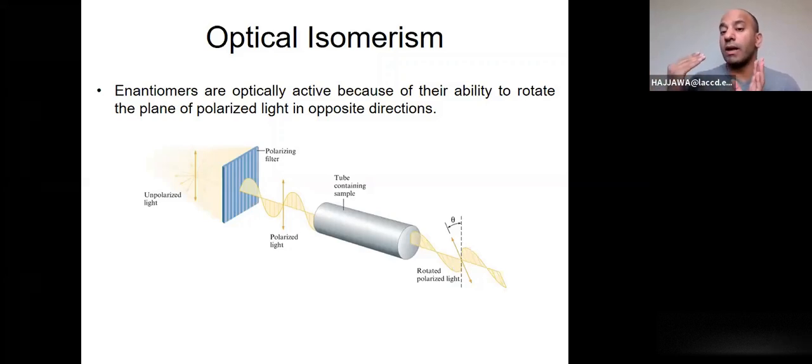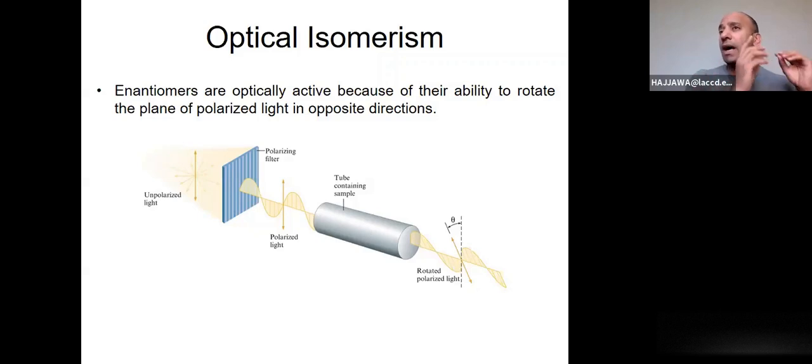Dextrorotatory is when the plane polarized light rotates to the right, so positive. So dextro means right. Levorotatory means the plane polarized light is being rotated to the left. So when I say D in front of a molecule name, that means I'm talking about the plane polarized light being rotated to the right when it's injected in a polarimeter.